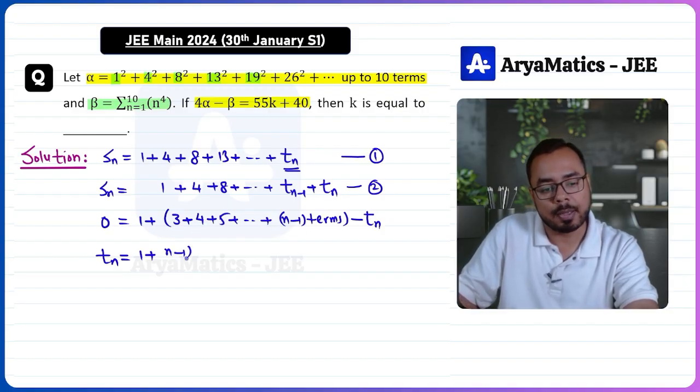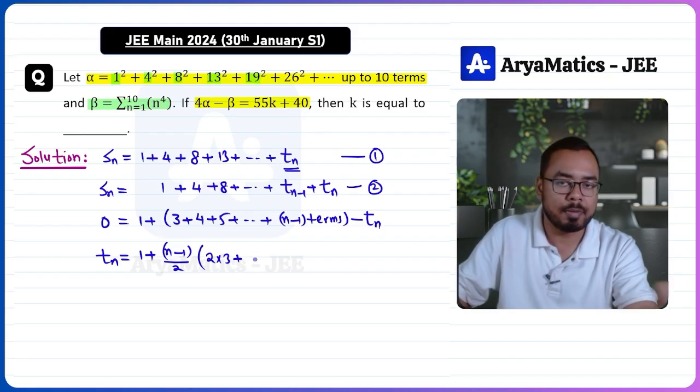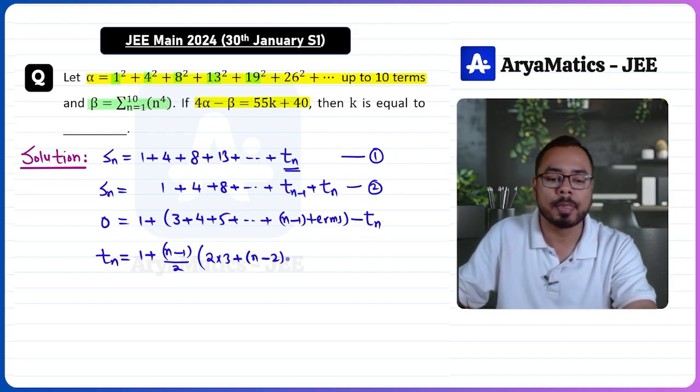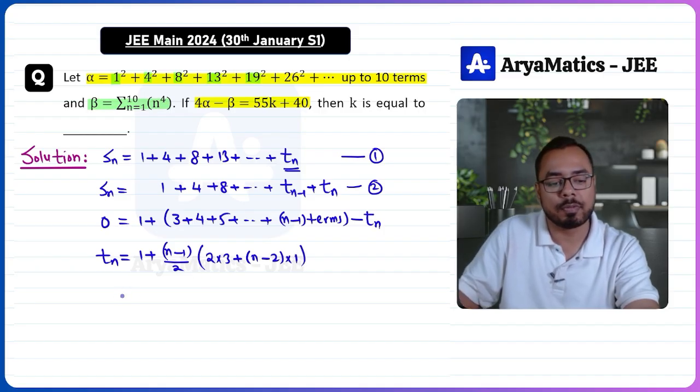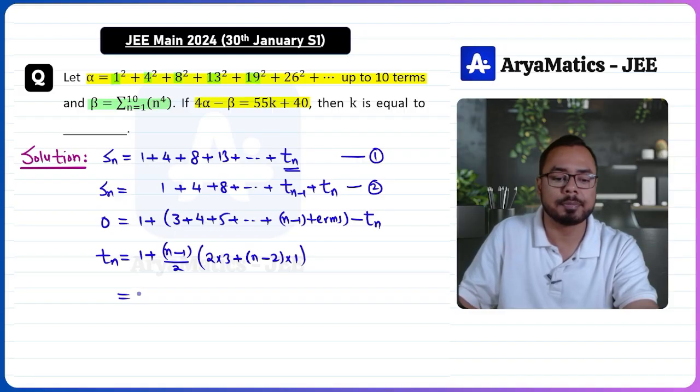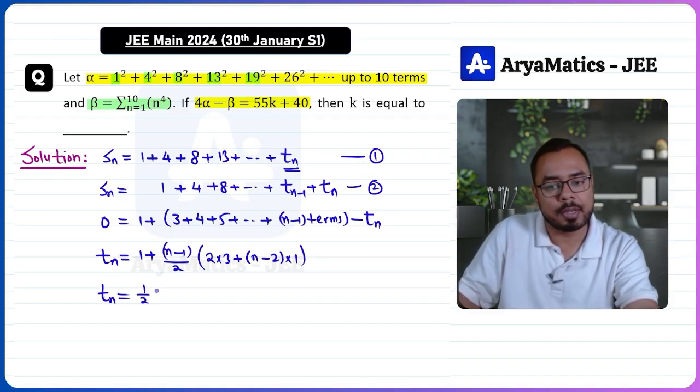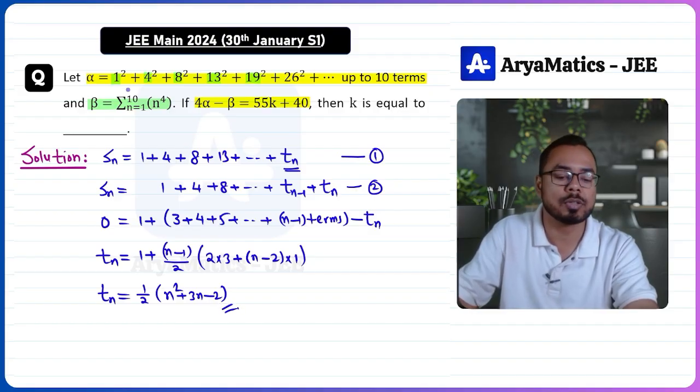So that is number of terms divided by 2, multiplied by 2a plus number of terms minus 1. So n minus 1 minus 1, that is n minus 2, multiplied by common difference 1, right? So from here we'll get Tn, you can simplify this one. After simplification, you will get Tn as 1 by 2 times n square plus 3n minus 2. This will be the nth term of this sequence without that square, right?